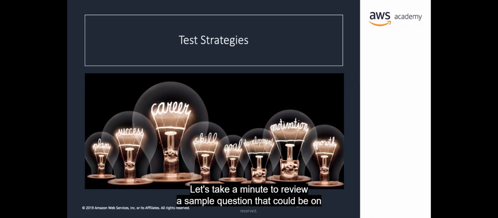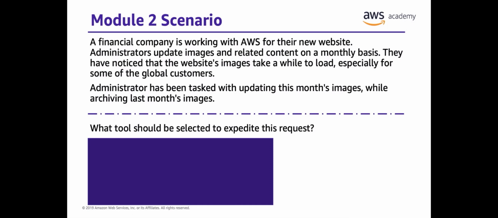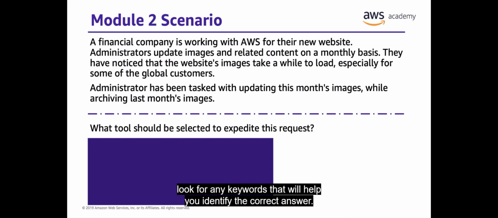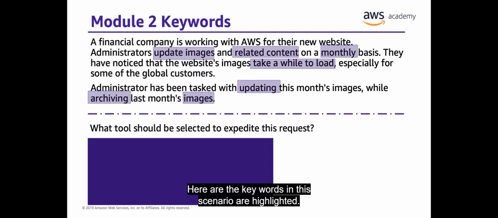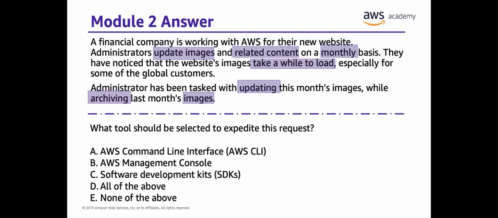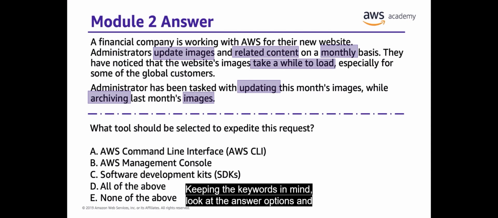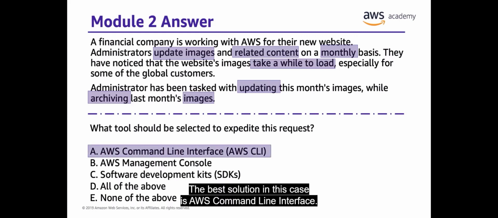Let's take a minute to review a sample question that could be on a certification exam. Review this sample scenario and look for any keywords that will help you identify the correct answer. Here, the keywords in this scenario are highlighted. You can now look at the answer options. Keeping the keywords in mind, look at the answer options and try to rule them out based on the highlighted keywords. The best solution in this case is AWS Command Line Interface.